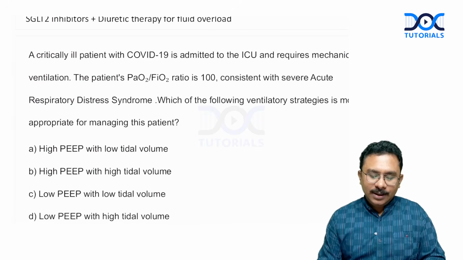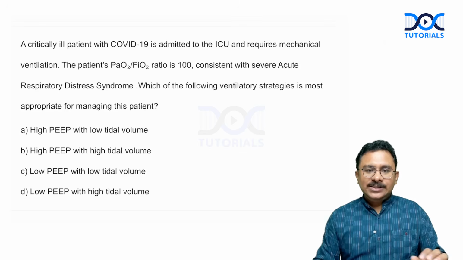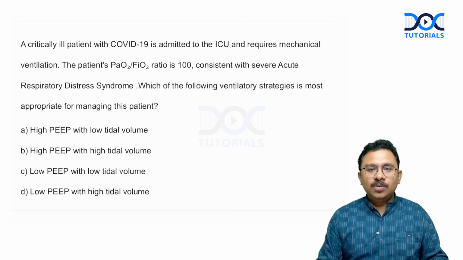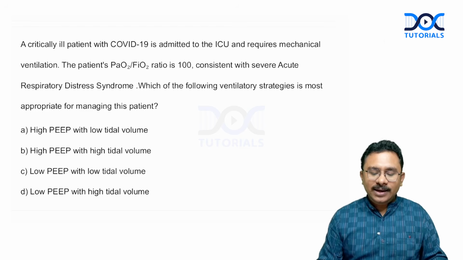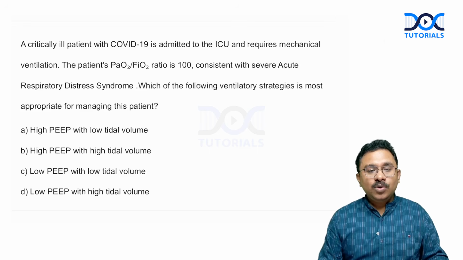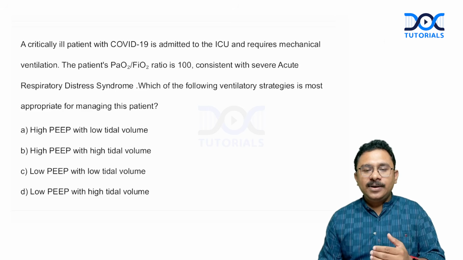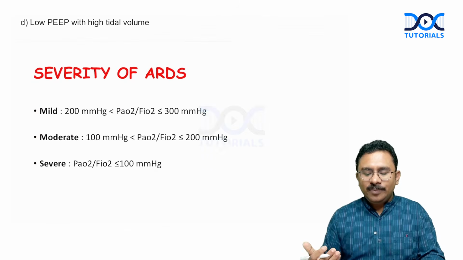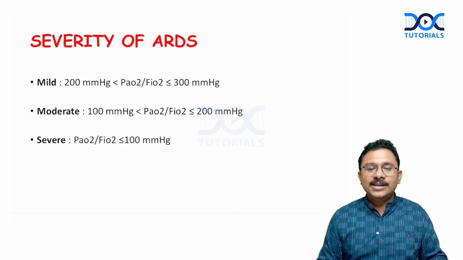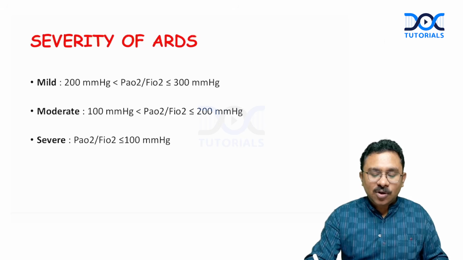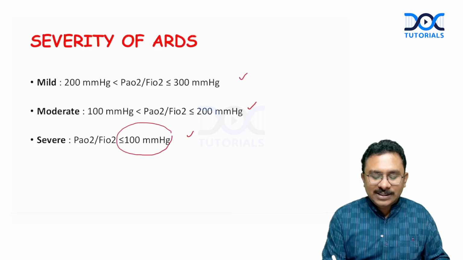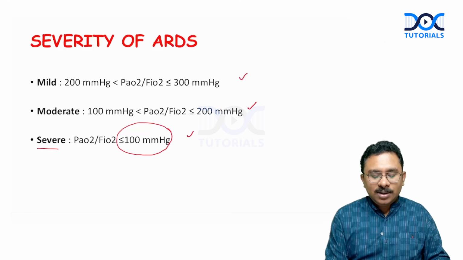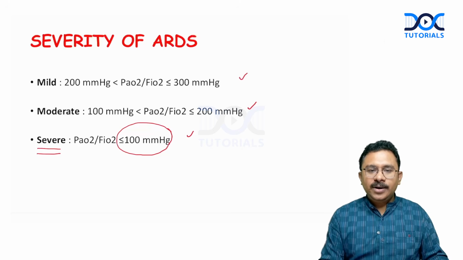Okay, right. Let us go to the next question. A critically ill patient with COVID-19 is admitted to the ICU and requires mechanical ventilation. The PaO2 to FiO2 ratio is 100, which is consistent with severe acute respiratory distress syndrome. I'm sure that you remember the severity of ARDS that I've taught you in my lectures based on the PaO2 to FiO2 ratio. So anything in the range of less than or equal to 100 will come under the purview of severe acute respiratory distress syndrome.